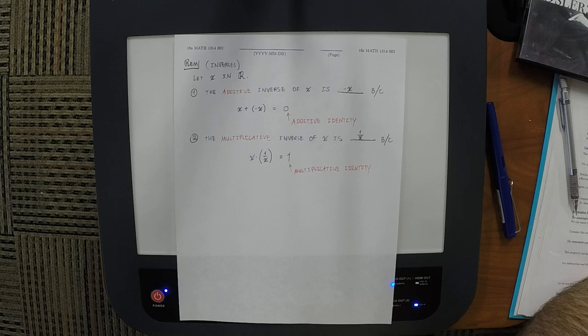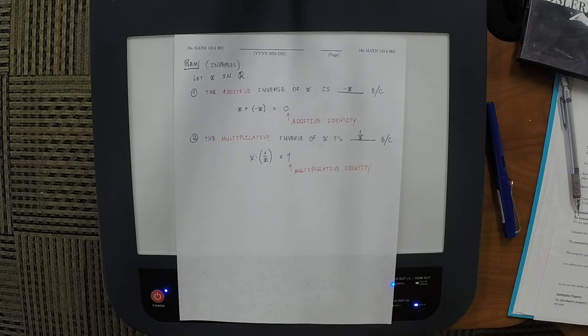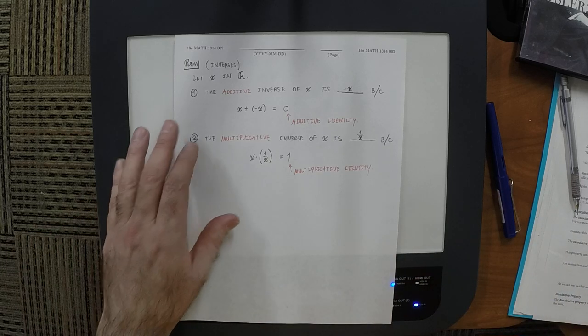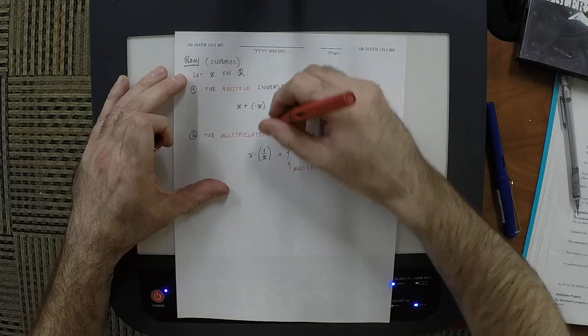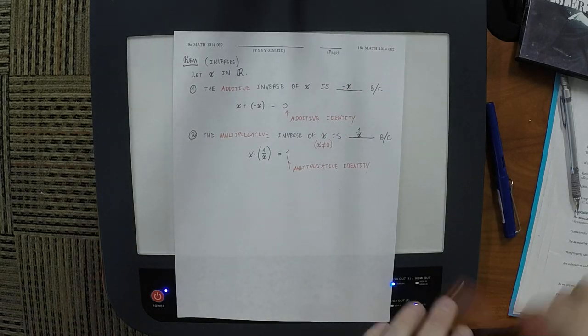Is it the case that every number has a multiplicative inverse? Not the case. Zero doesn't have one. Every non-zero number has a multiplicative inverse. For example, the multiplicative inverse of pi is 1 over pi. But there is no number that you could multiply by 0 and get 1. There's no number z so that 0 times z is equal to 1. So 0 doesn't have a multiplicative inverse. So the caveat here: the multiplicative inverse of x when x is not 0 is 1 over x. Good. Any question about this?